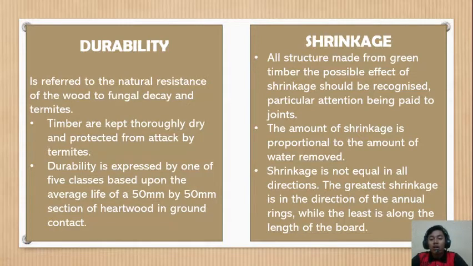Shrinkage. In all structures made from green timber, the possible effect of shrinkage should be recognized, particularly as attention is being paid to joints. The amount of shrinkage is proportional to the amount of water removed. Shrinkage is not equal in all directions. The greatest shrinkage is in the direction of the annual rings, while the least is along the length of the board.